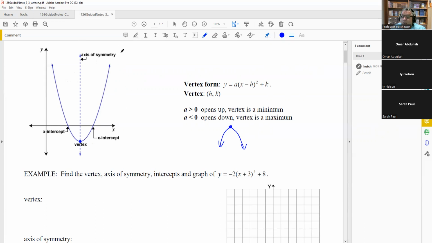Okay, and so the equation for the axis of symmetry is x equals h. That's always the equation for the axis of symmetry. It's x equals because it's a vertical line, and the h happens to be the x coordinate of the vertex. As you can see, the dotted line is always going to go through the vertex, and it will cross at the x value of the vertex, which is h. So x equals h is how you write the equation for it.